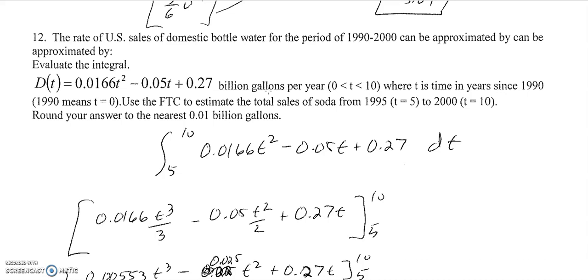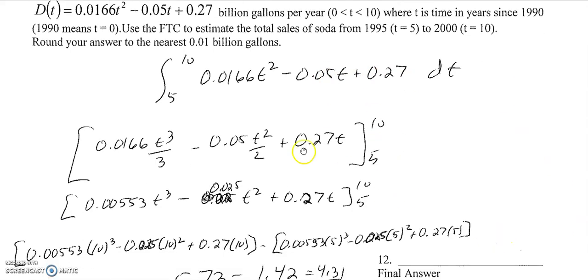Use the fundamental theorem of calculus to estimate the total sales of water from 1995 to 2010, round to the nearest 0.01 billion gallons. So the idea is that we have a rate of change, billion gallons per year, and we want to work backwards to just billion gallons. So we're going to take the integral and we're going to go from 5 to 10. So it's the integral from 5 to 10 of 0.0166 t squared minus 0.05 t plus 0.27 dt.